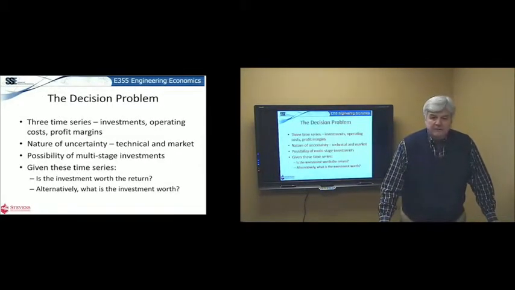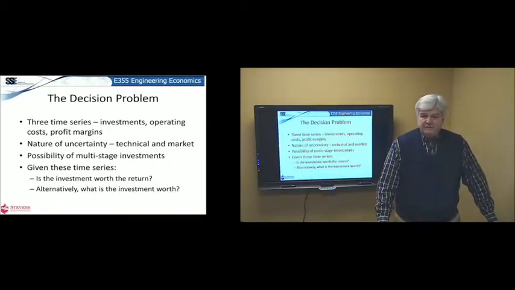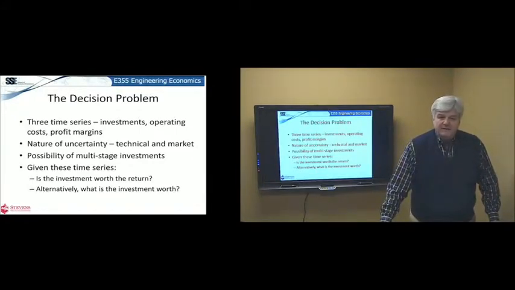So the decision problem basically deals with three time series. There's the time series of investments, how much you have to invest each year. There's the operating costs of providing your offerings, and then there's the profits or profit margins associated with those offerings. And so we have these three time series that we want to use to make an investment decision.